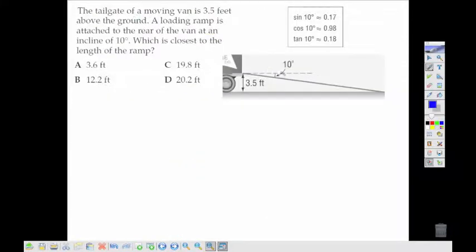So in this problem, we've got an angle of depression here, 10 degrees, which means we really should just put that 10 degrees over here and look up. Now pay attention to what we're asked to find here.